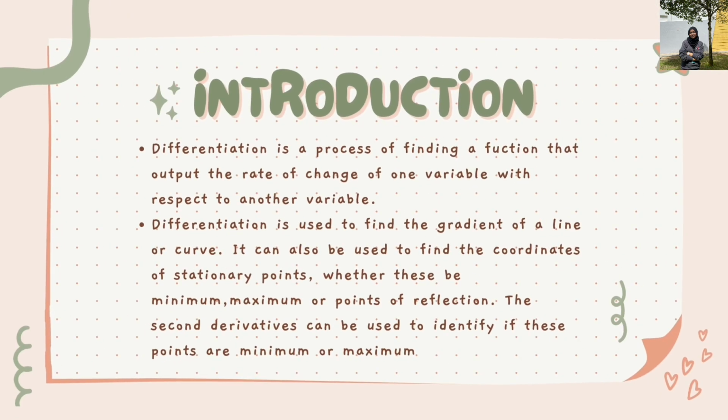Differentiation is a process of finding a function that outputs the rate of change of one variable with respect to another variable. Differentiation is used to find the gradient of a line or curve. It also can be used to find the coordinates of stationary points, whether this be minimum, maximum, or points of reflection. The second derivative can be used to identify if these points are minimum or maximum.